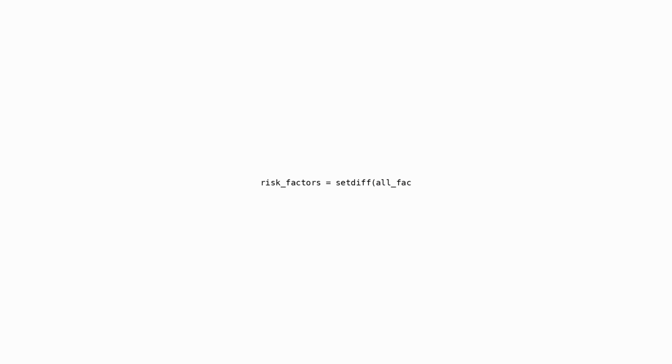The purpose of the code is to assign to the variable risk_factors the set of elements that are present in all_factors but are not present in alpha_factors. In other words, risk_factors will contain all the factors that are considered risk factors but not alpha factors, with alpha presumably referring to some specific type or category of factors within the broader set. This operation will exclude any factors that overlap between all_factors and alpha_factors from the resulting risk_factors variable.